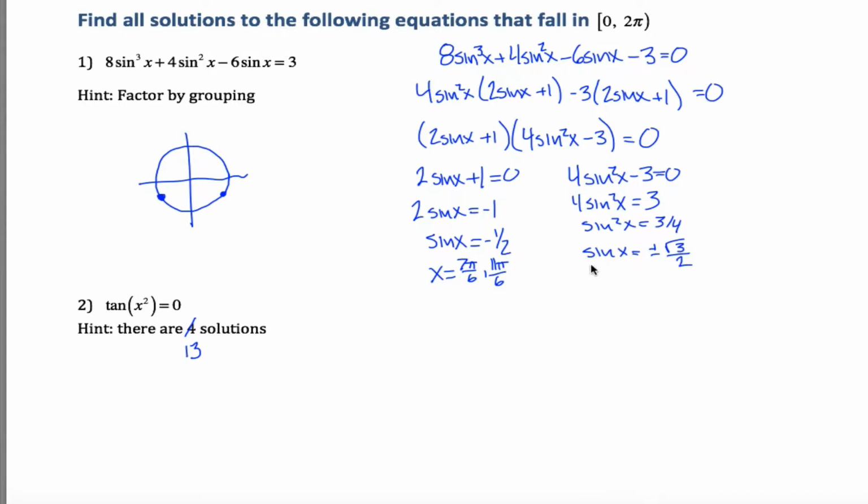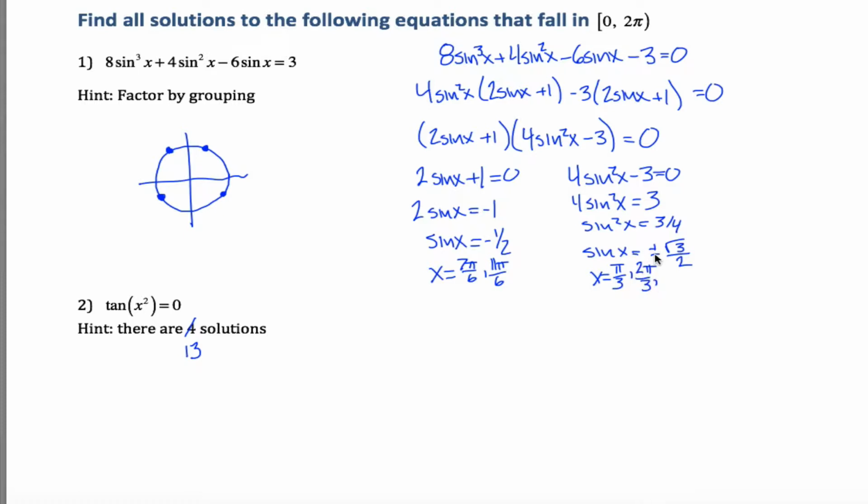And then over here, what about plus or minus root 3 over 2? Well, let's see. Positive root 3 over 2, where's the y-coordinate? I'm talking about somewhere up here. Or I suppose over here. And so those happen when x is equal to, this one is pi over 3. And then this one is 2 pi over 3.